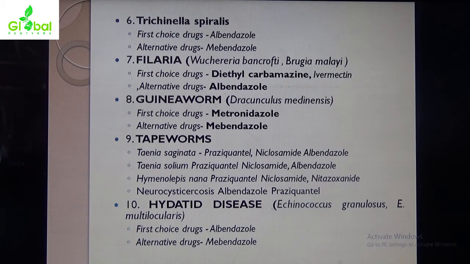Tapeworms are of 4 types, that is Taenia saginata, Taenia solium, Hymenolepis nana and neurocysticercosis. In all we can use albendazole, nitazoxanide, niclosamide and praziquantel. Hydatid disease means worms form a cyst, the hydatid cyst, which is commonly caused by Echinococcus granulosus or Echinococcus multilocularis. Here we can use mebendazole and albendazole.